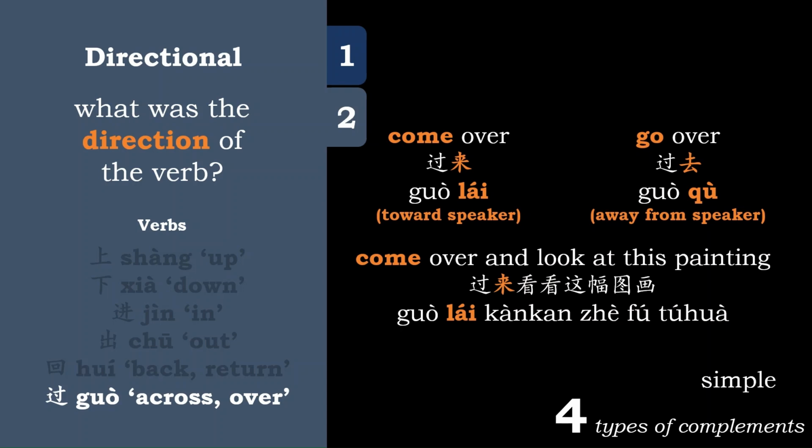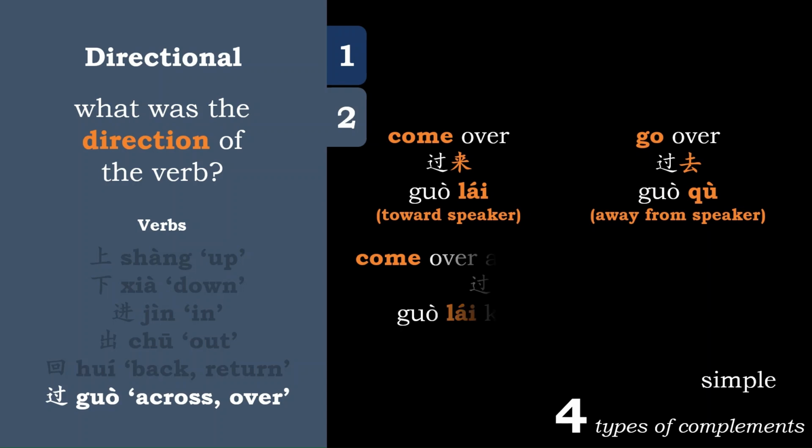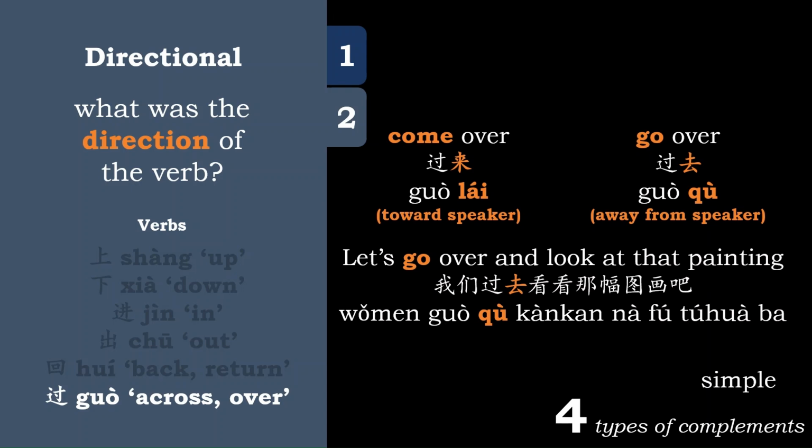Come over and look at this painting. 过来看看这幅图画. Let's go over and look at that painting. 我们过去看看那幅图画吧. Note again how the speaker is involved in the movement and therefore uses 去. In this case, it's 过去. Again, this is how it works in English. I could say to my friend, let's go over. 过去. Let's go over there.